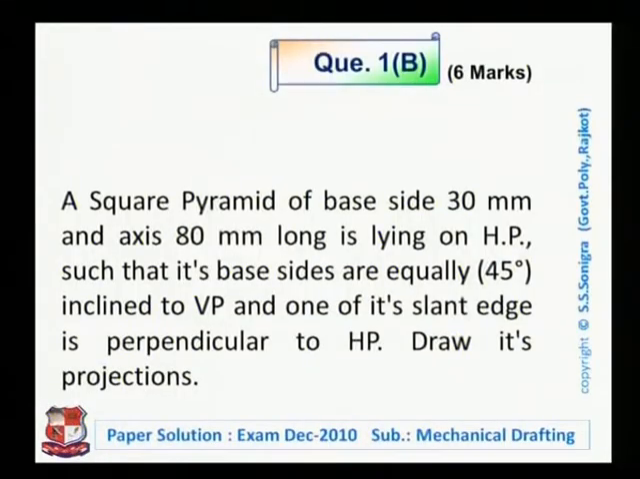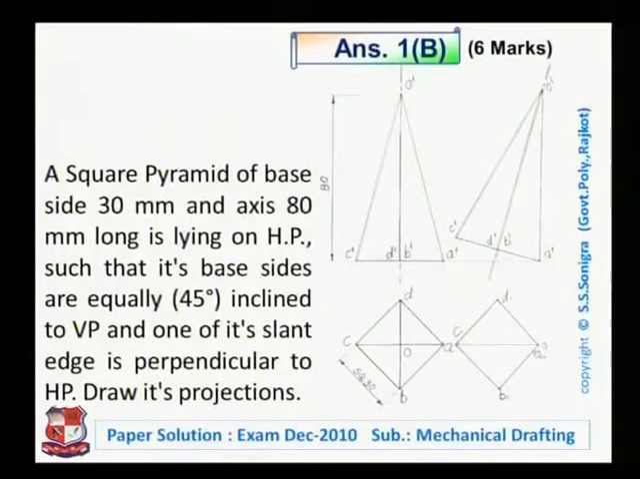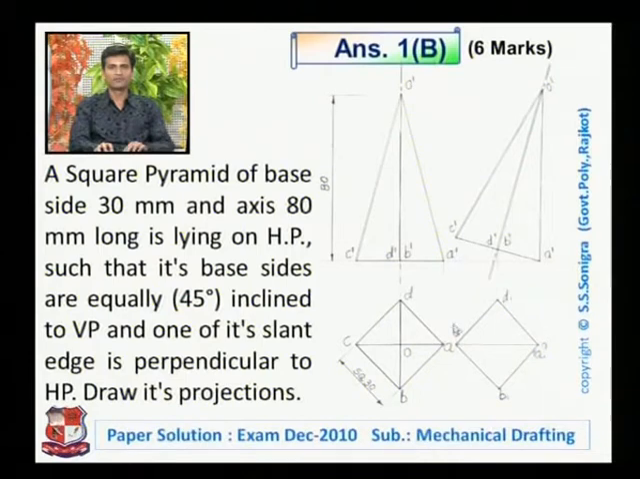This is the solution of this problem. Question number 1B. A square pyramid with a base of 30 millimeter, you can see here. Let me cross check the solution. 30 millimeter is the base, height is 80 millimeter. It is resting on HP such that its base sides, means all these base sides, are equally inclined to the horizontal plane, that is 45 degree, you can see here.